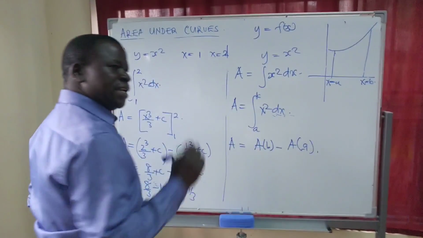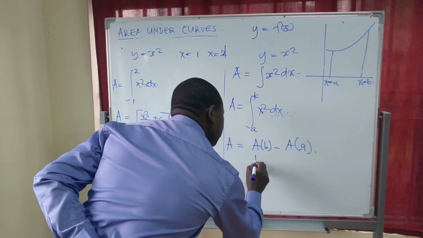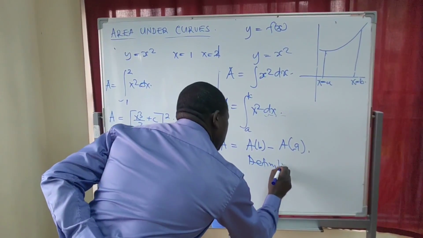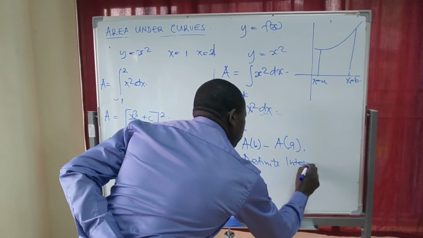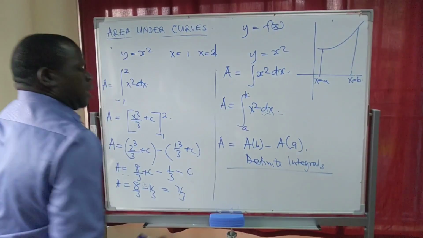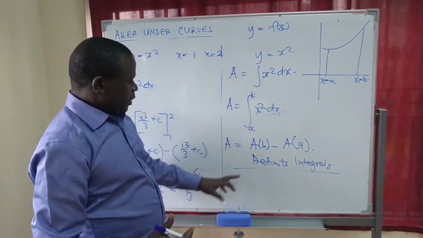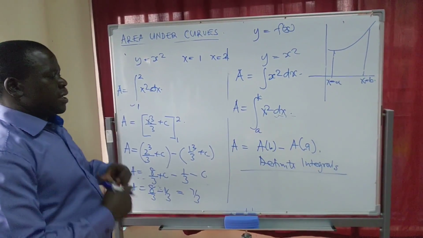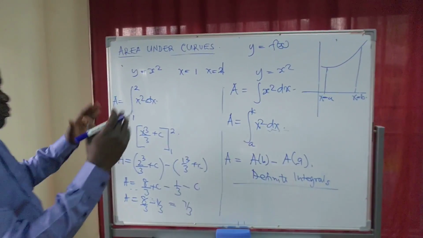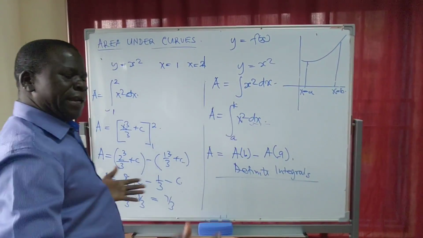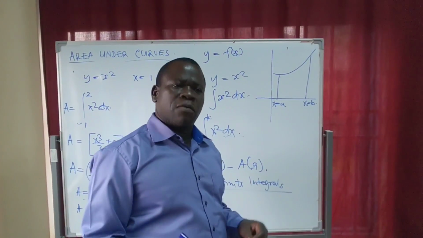And this type of integration is called definite integral. We call them definite integral, meaning that the limits are defined. So when we're dealing with this kind of integration, we deal with what we call definite integral. But the other one we did the first time, which is open, is called indefinite integral.